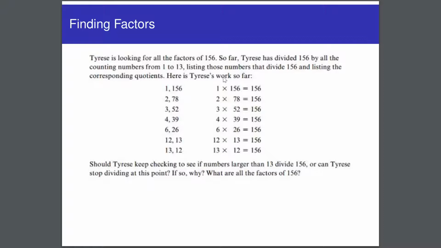So he must have skipped over 5 because 5 did not divide it, right? And then he skips all the way from 6 to 12, and he gets 12 times 13 is 156. And in the next sentence, he has 13, 12, where 13 times 12 is 156. The question is, should Therese keep checking to see if numbers larger than 13 divide 156, or can Therese stop dividing at this point? And if so, why? And what are all the factors of 156?